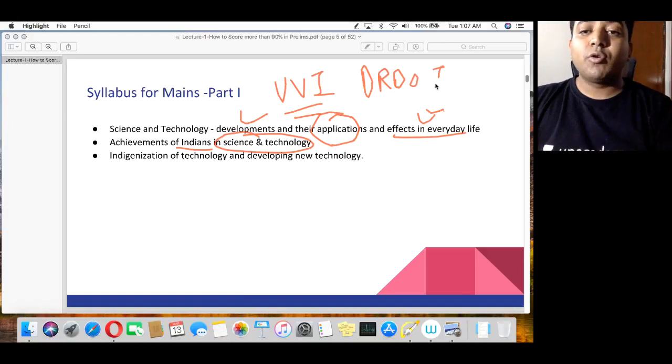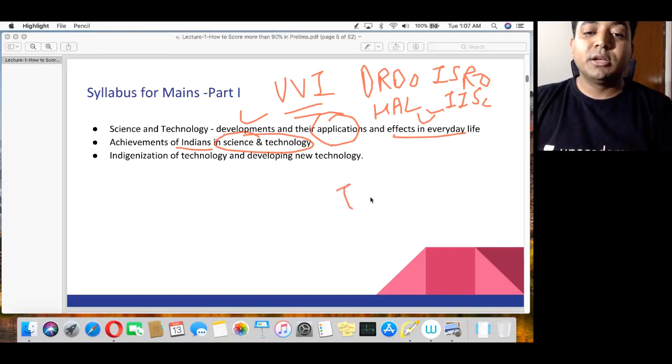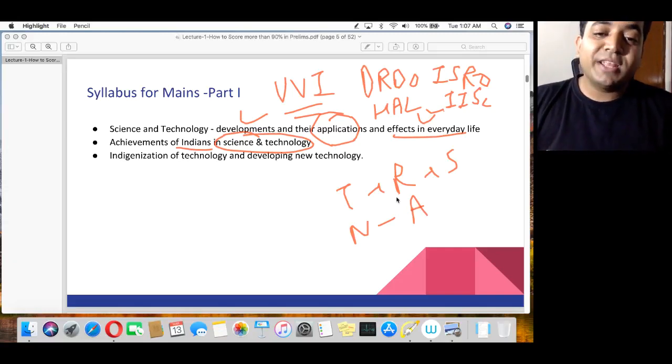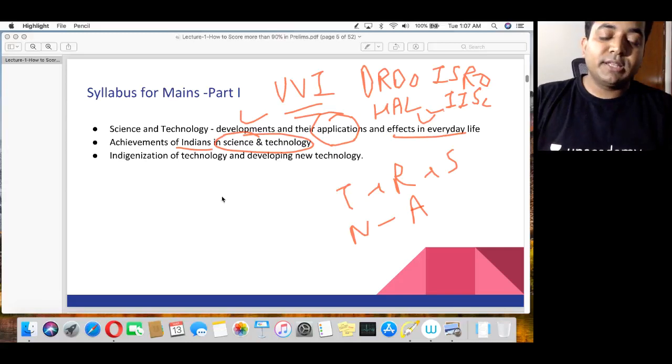DRDO, ISRO, HAL, IISc, they have developed so many things, from Tejas to Rustom to Sagarika to Nag to Arjun. Okay, basically there are so many things. What can I tell you? So these are the major 4 organizations. Then IITs keep on developing things, AIIMS keep on developing things. You need to understand all this.